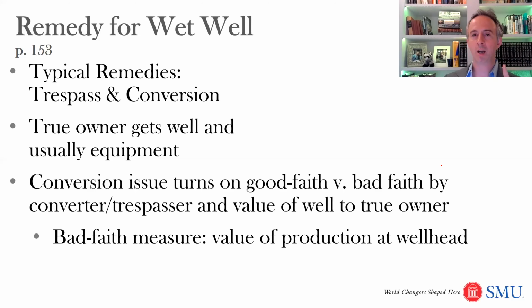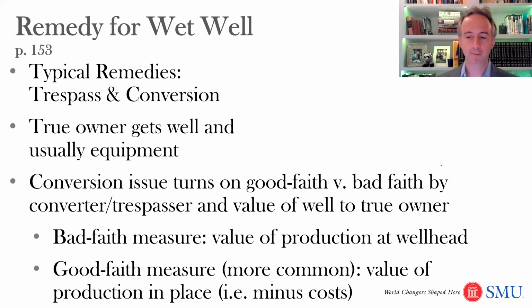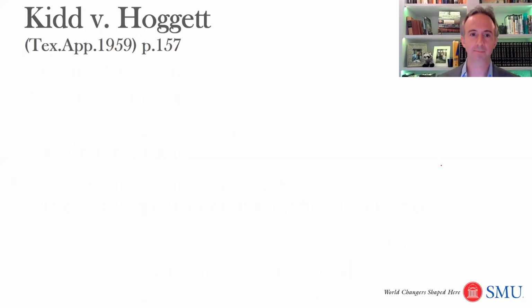However, if the oil company was operating in bad faith, and we'll see an example of bad faith, then the plaintiff is going to get the value of production at the wellhead. Good faith measure, as I said, more common, honest mistake. In that case, you're going to get the value of production in place, which basically means how much was the oil worth in the ground that they took, which means what's the value of the oil at the surface minus the cost of extracting it.